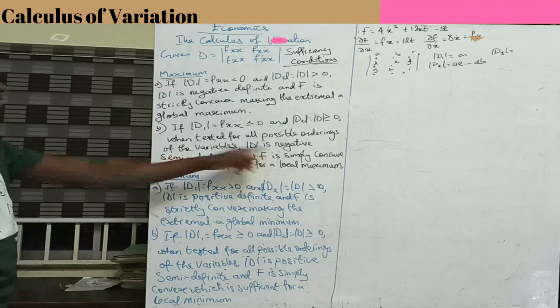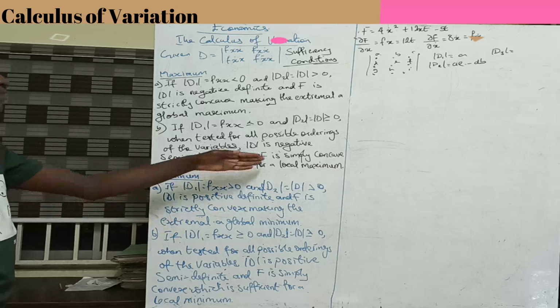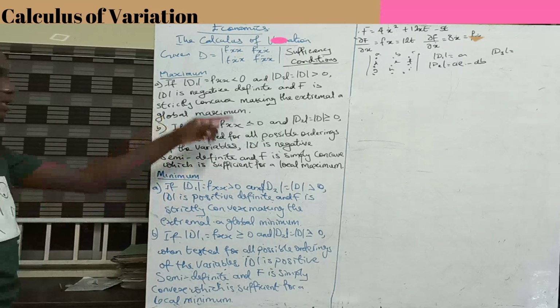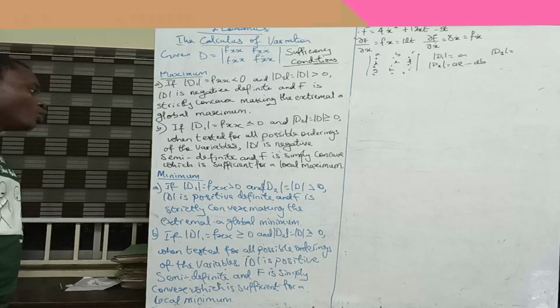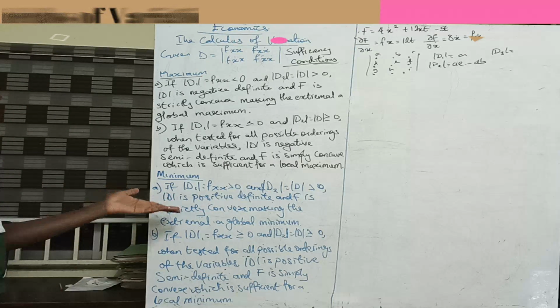D is negative semi-definite. So this one is just negative definite. This is negative semi-definite. And F is simply concave. It is not strictly concave. F is simply concave, which is sufficient for a local maximum. So the reverse is just what you have for minimum.